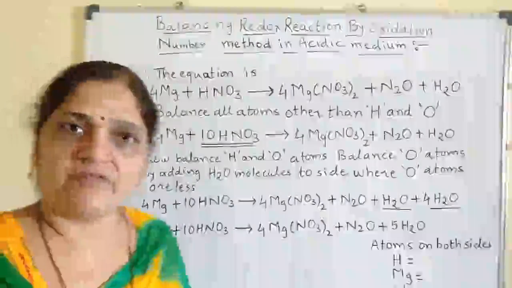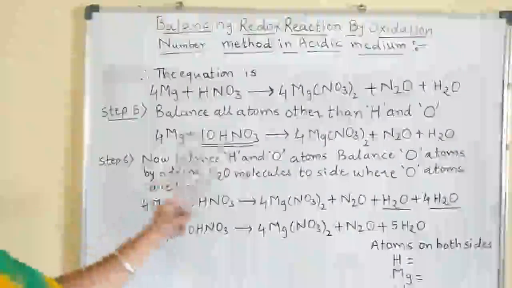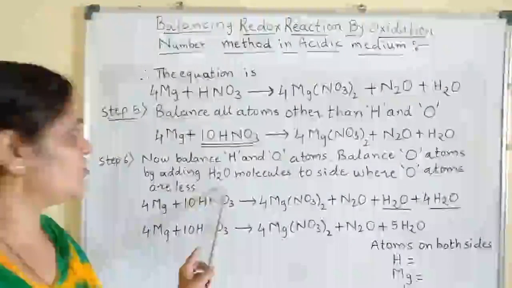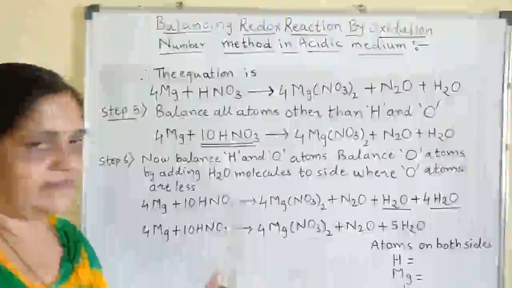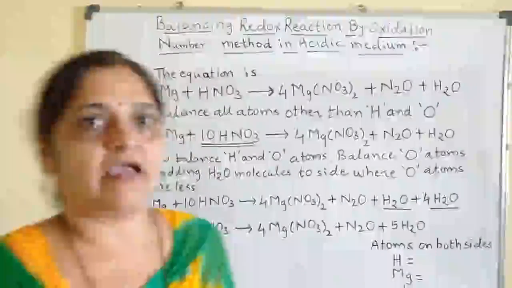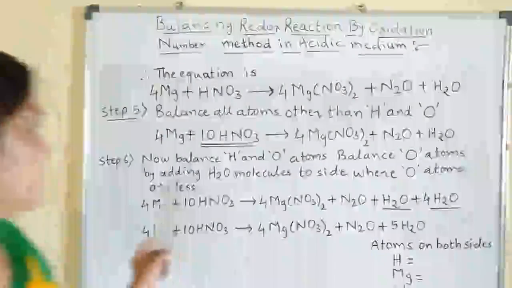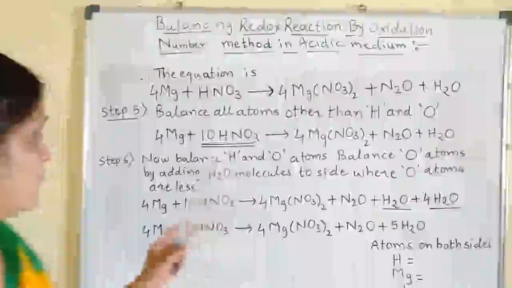Now oxygen and hydrogen we will balance in the next step. Now balance hydrogen and oxygen atoms. Balance oxygen atoms by adding H2O molecules to the side where oxygen atoms are less. Where the oxygen atoms are less, we have to add water molecules. Now here we have to check where the oxygen atoms are less.